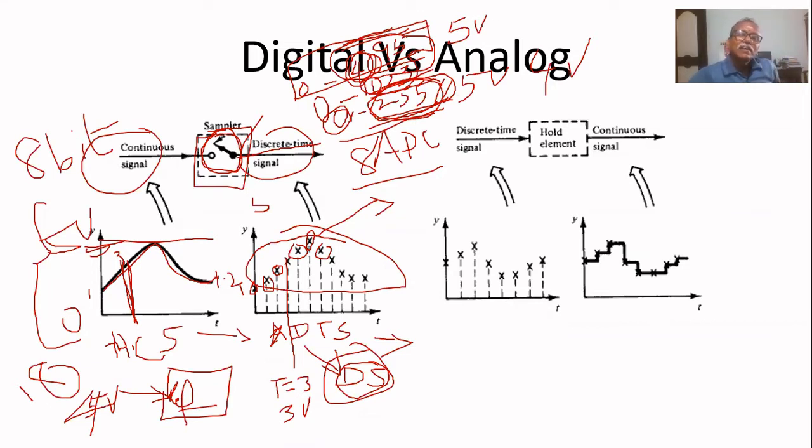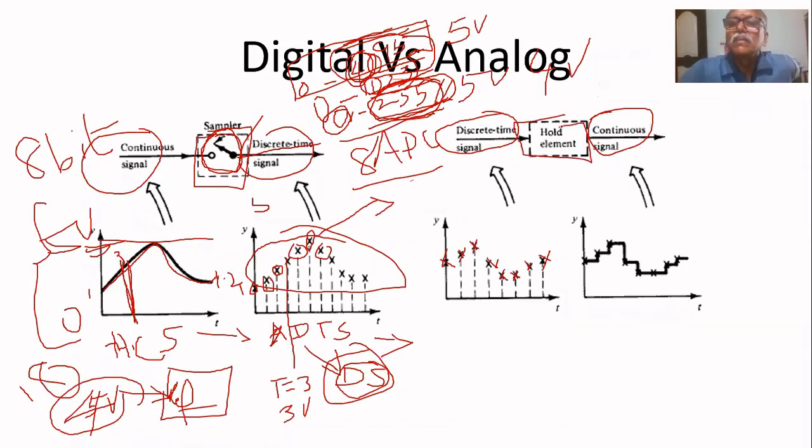Not only the number of bits, it also depends upon the reference given to the ADC. That you should remember. Then how to convert discrete time signal into continuous time signal? So these are all digital signals. The digital signal is converted into a discrete time signal. Once it is converted into a discrete time signal, it can be converted into a continuous time signal by using hold elements. It means if the sample is 1 volt, that 1 volt will be maintained till we get the next sample.